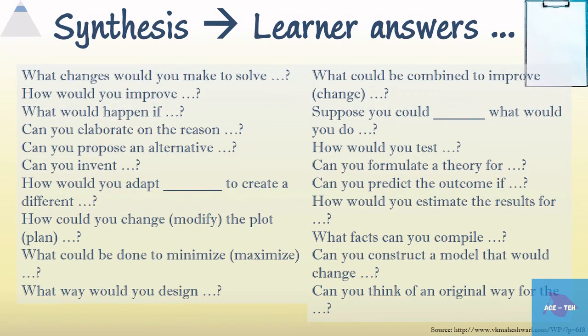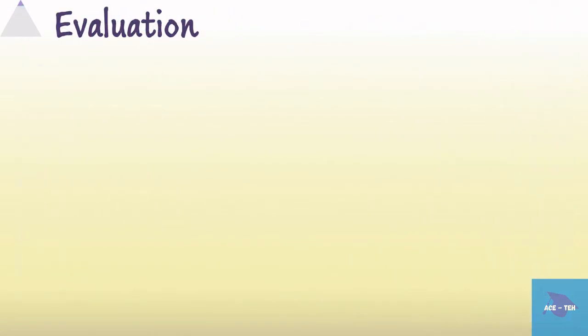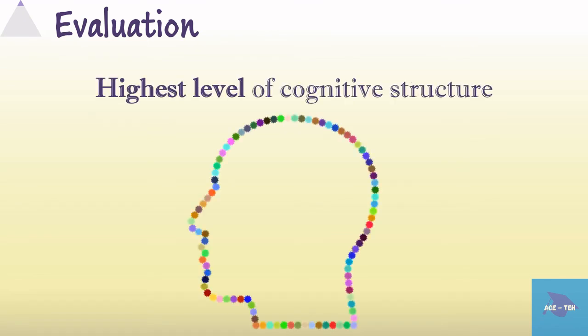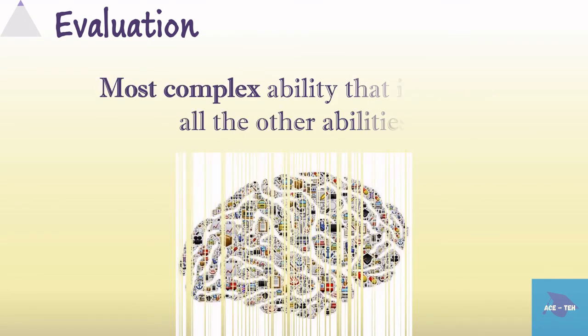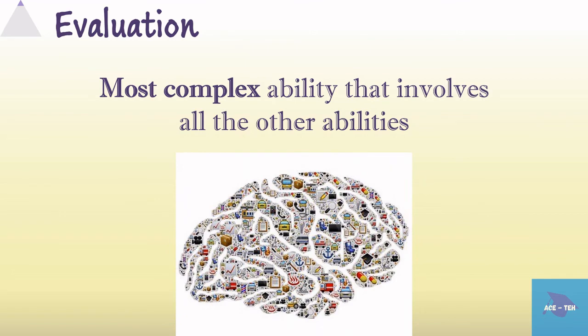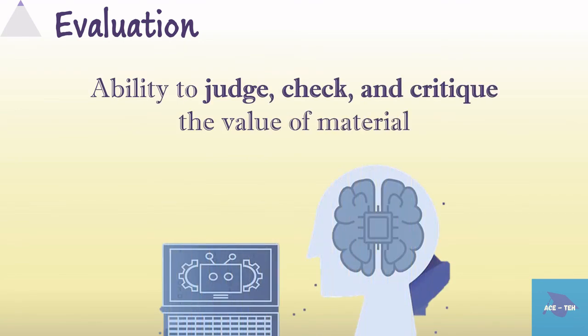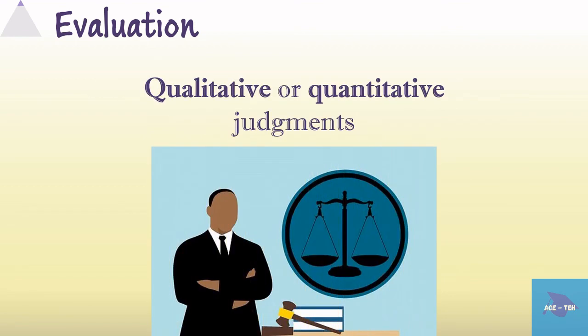The last level is evaluation. This is the highest level of cognitive structure. It is also the most complex ability that involves all the other abilities. It embodies elements of the other five categories. Evaluation is the ability to judge, check, and even critique the value of material for a given purpose. Now, this judgment can be both qualitative or quantitative.